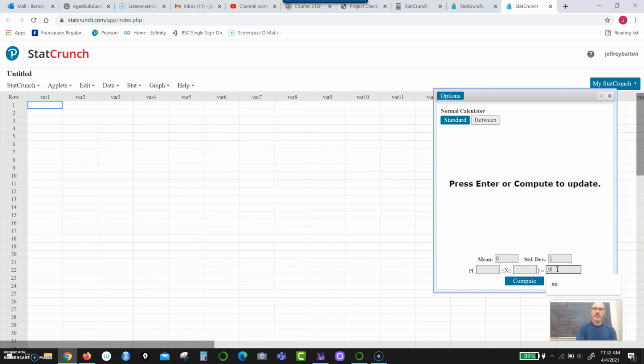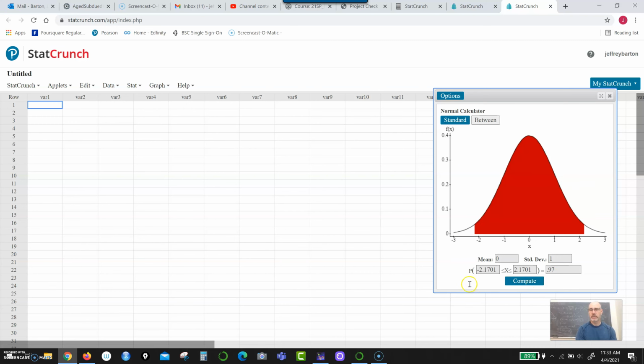And then finally, I did one for 97% confidence. That goes from a little bit over 2 to the negative of a little bit over 2, so minus 2.17 to 2.17. All right, so you can do any confidence level you wish. Just make sure you use the Between feature so you're getting the middle area and not a left area when you're finding that critical value.